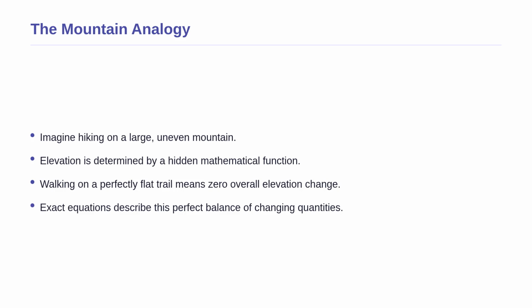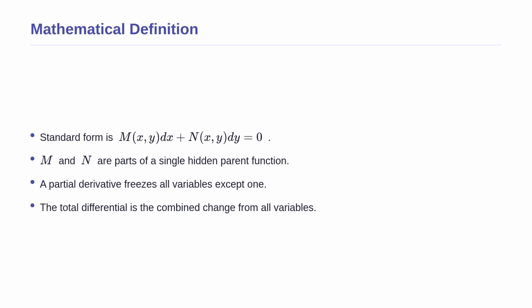To understand exact differential equations, imagine you're hiking on a large, uneven mountain. The elevation at any point is given by some hidden mathematical function. If you decide to walk along a perfectly flat trail that wraps around the mountain, your overall change in elevation is exactly zero. An exact differential equation is simply the mathematical version of this flat trail. It describes a scenario where two different changing quantities perfectly balance each other out, meaning the hidden overall function is not changing at all.